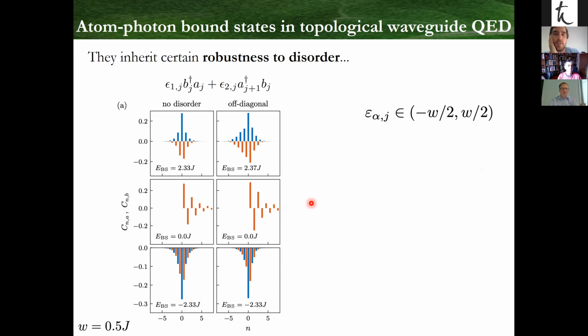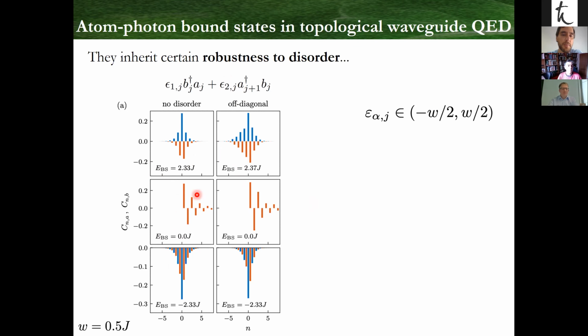So one nice thing also of these bound states is that they inherit some robustness to disorder due to the topological origin of this bound state. So here what we do, for example, is compare the result of the bound state in the upper, middle, and lower band gap without disorder, and then with the case where we add some off-diagonal disorder. So it will be disorder in the tunnelings.